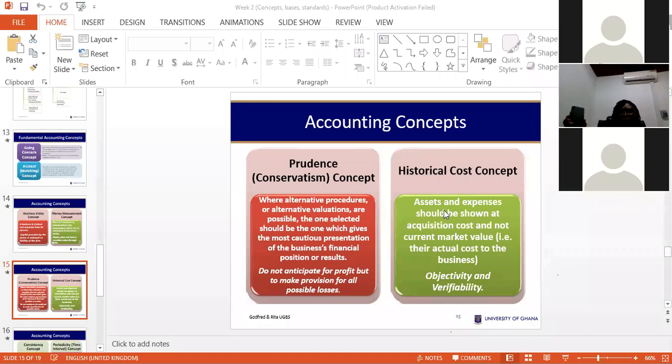That allows us to record the acquisition cost, because everybody who comes and wants to know how much you bought the laptop for, we can quickly go and pull the evidence in the form of the receipt or the invoice. Now there is also another cost, which is the market value, which we can use. But sometimes the market value depends on which market you are using. Somebody can say, my market value is based on the values at Spintex. Somebody can say my market value is based on the one at Makola. You cannot verify it because we don't have a consistent market.